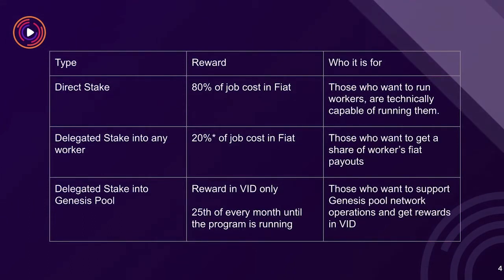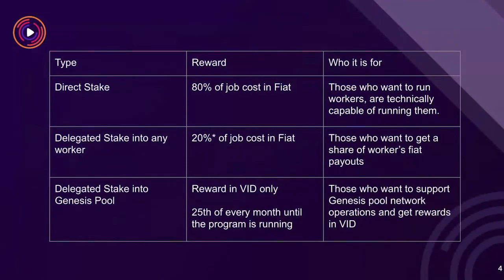Just to dig a little deeper into what these stakings mean to each one of you, let's say you did direct stake and staked and got a worker up and running. So you would get 80% of the job costs in fiat. There is a worker selection process that happens, which is again documented on our Medium in great depth.